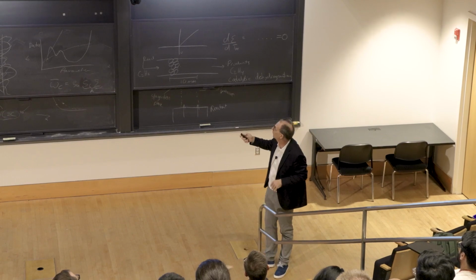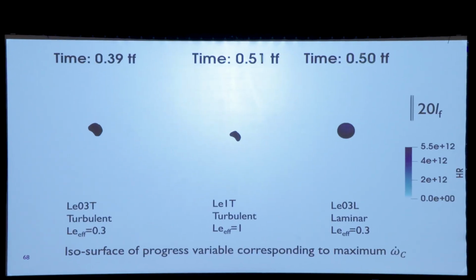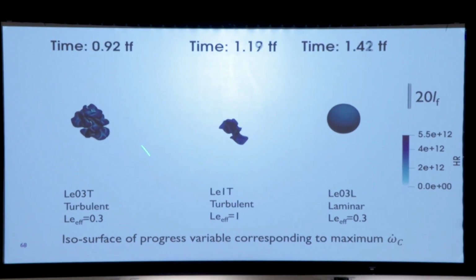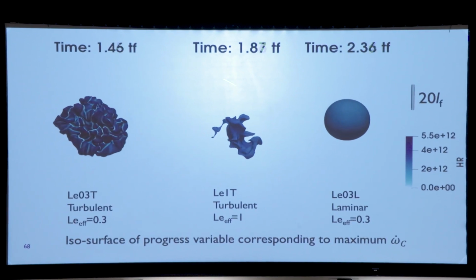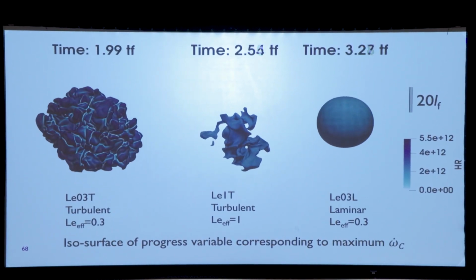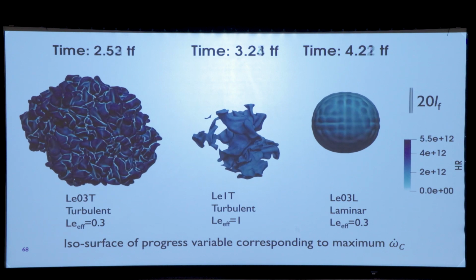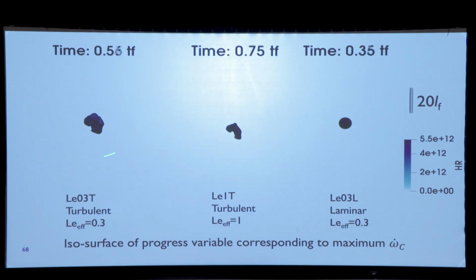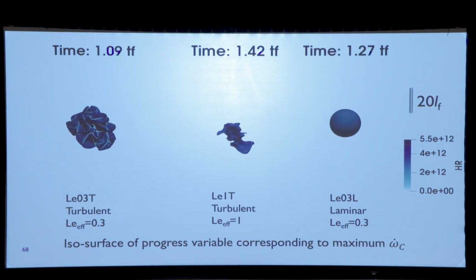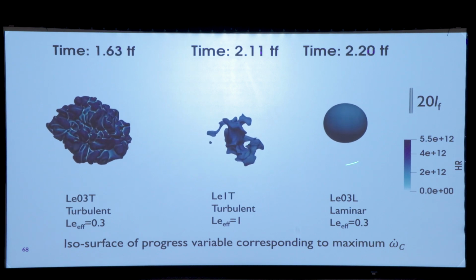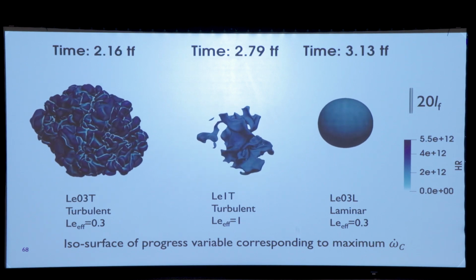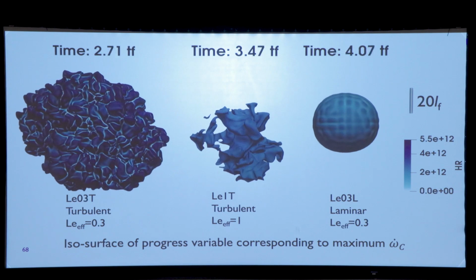So it's not very strong. Okay, so we do these simulations, we do 3 simulations. One is a real hydrogen kernel. One is the same, but we set the Lewis number equal to 1, just to see what's the effect of the Lewis number. And it's all in a turbulent flow. And the third one is not with a turbulent flow. It's just a laminar flame kernel at the same conditions.